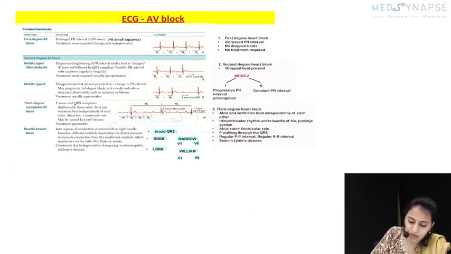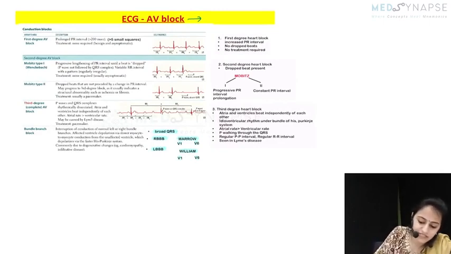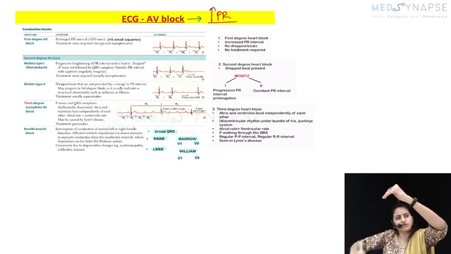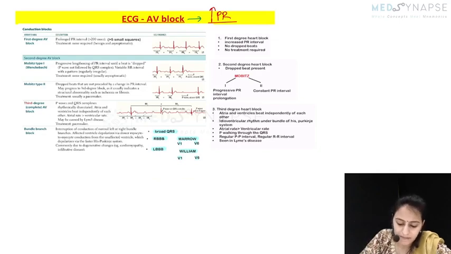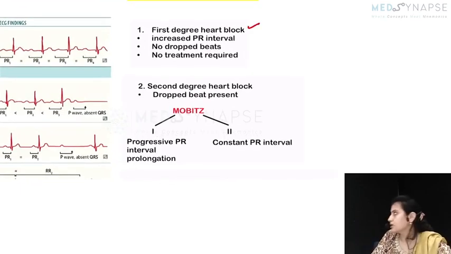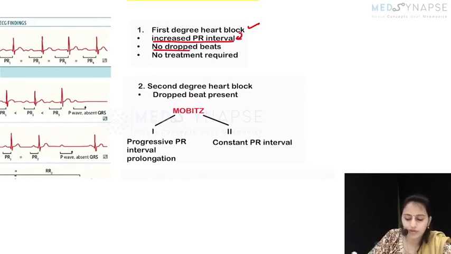ECG in AV block. Whenever the AV will be blocked, what is the finding that you would see on ECG? PR prolonged. If the AV is blocked, the P will take time to reach the ventricle. So that is why the PR will prolong. So first degree, second degree and the third degree heart block. In first degree heart block, what you will see is just the increased PR interval. There is no dropped beat.